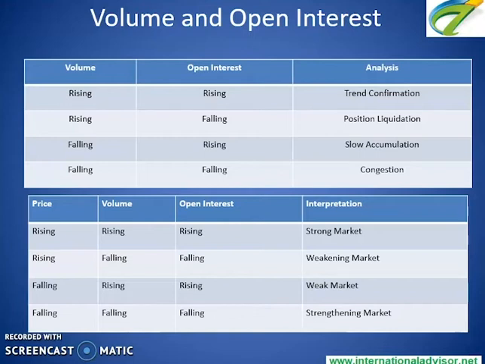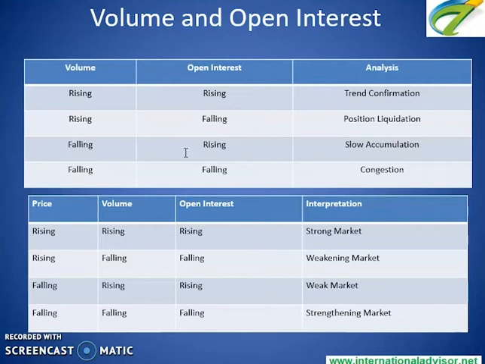You can take a screenshot of this. This is really important to understand the correlation: if volume and open interest are both rising, it's a trend confirmation. If volume is rising and open interest is falling, it's due to position liquidation or profit taking sometimes. And if volume is falling and open interest is rising, it means slow accumulation for the new trend, and it's not the trend reversal at all, which is generally considered.